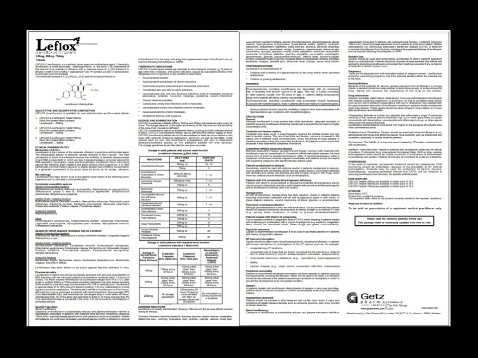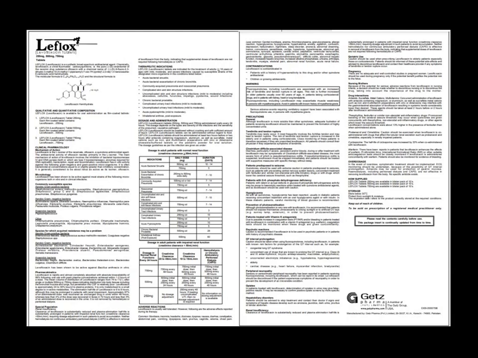Hemodialysis or chronic ambulatory peritoneal dialysis: 750 mg initial dose, then 500 mg every 48 hours; 500 mg initial dose, then 250 mg every 48 hours. No information on dosing adjustment is available.